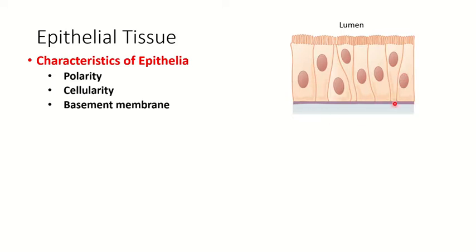It has a basement membrane. So the lowest layer, or the deepest layer, of the epithelial tissue is attached to the basement membrane by hemidesmosomes. Avascularity: it does not have any blood vessels, so it gets nutrients through diffusion.